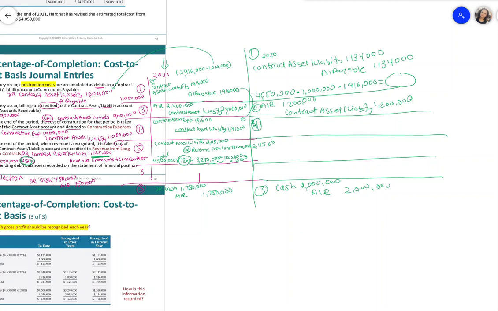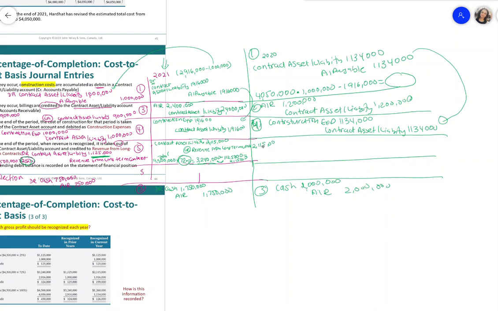Our fourth entry is we're going to do an expense. When you're doing an expense, so whatever we paid for the inventory or for the construction cost, we are going to be recording that. So you're going to debit the construction expense, and then credit will be your contract asset / liability. Now we know that it will be your 1,134,000. So whatever was our expense, we're allowed to record that expense.